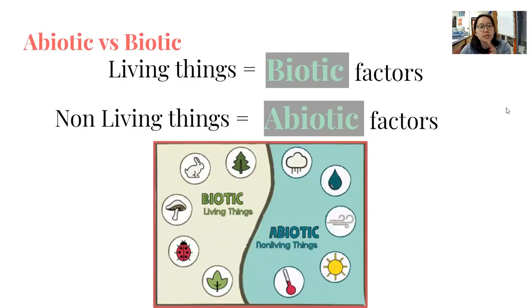So just the basic review, abiotic versus biotic: biotic factors are living things, and abiotic factors are non-living things. Some examples are shown here below in this diagram, where abiotic factors include things like the clouds and rain, water, wind, sun, and temperature. And biotic would be the living things like the trees, animals, insects, fungi, all of those good things.